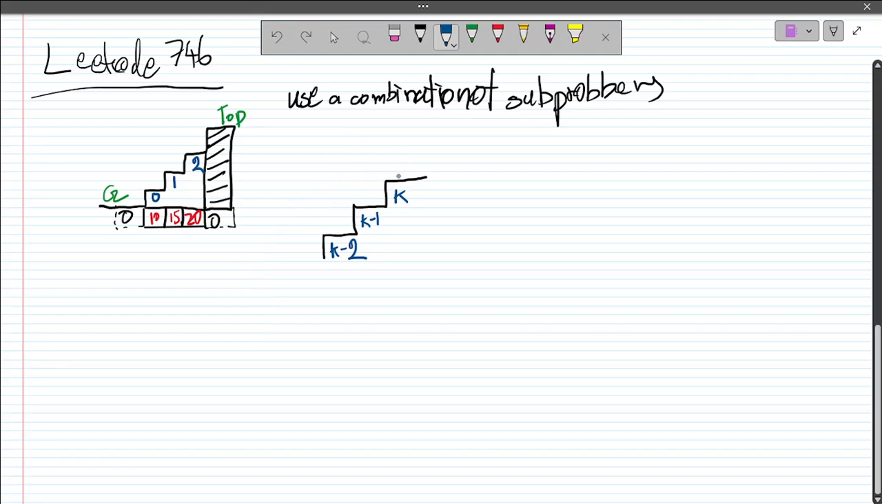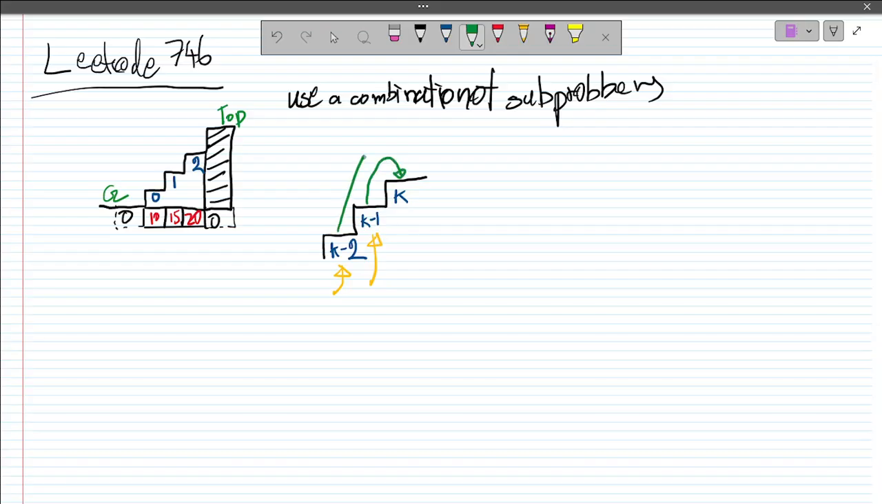So the question is to get the minimum cost. We are going to ask the same question to the ones before. What's the minimum cost of getting to step k minus 1? That's my question for k minus 1. What's the minimum cost for coming to step k minus 2? The reason I'm asking only these two is because they are the only steps that matter. I can either take one step from k minus 1 or a larger step from k minus 2, and then pay the price for coming to this step.